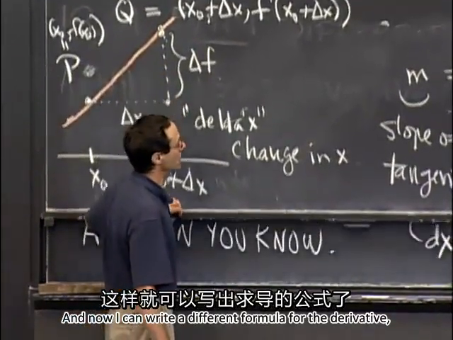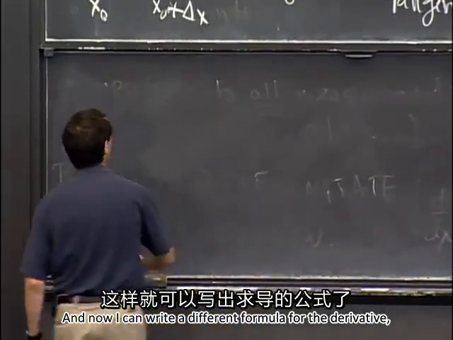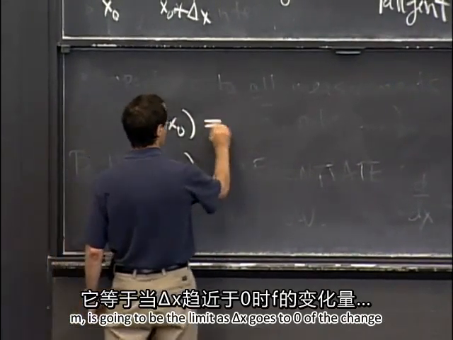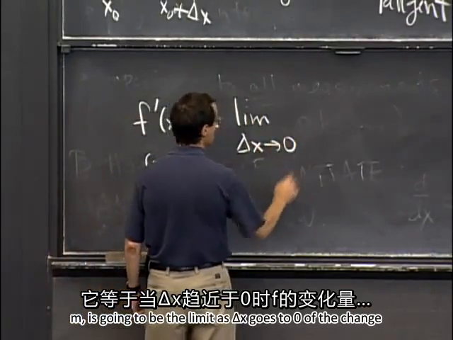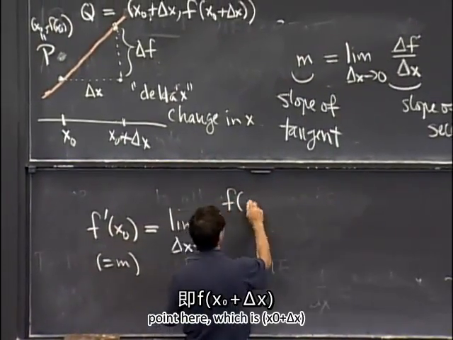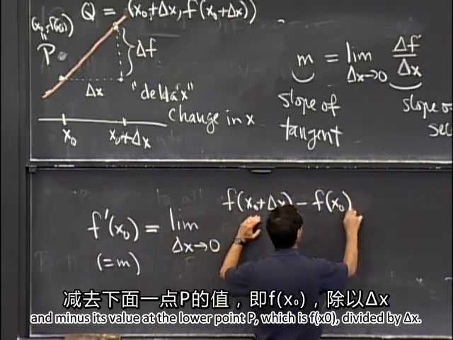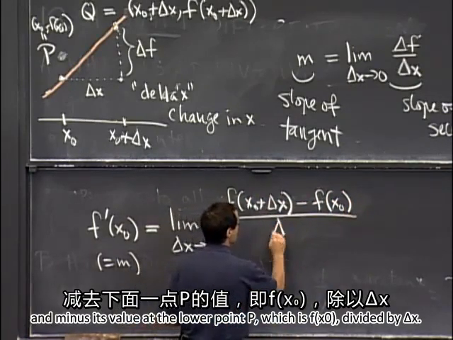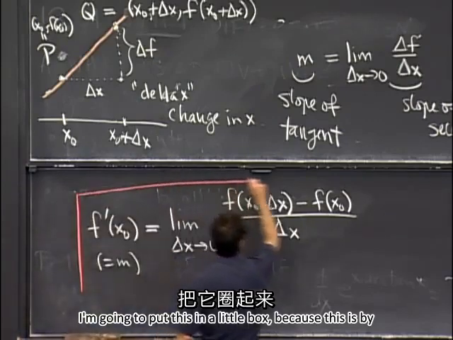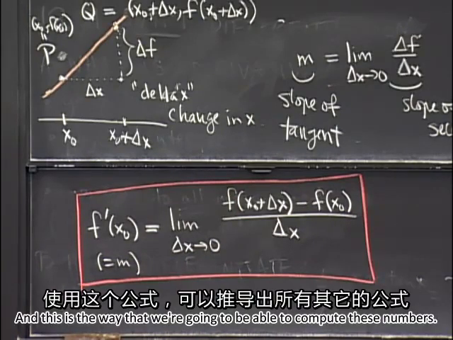And now I can write a different formula for the derivative, which is the following. So this f prime of x0, which is the same as m, is going to be the limit as delta x goes to 0 of the change in f. Well, the change in f is the value of f at the upper point here, which is x0 plus delta x, and minus its value at the lower point, P, which is f of x0, divided by delta x. All right, so this is the formula. I'm going to put this in a little box because this is by far the most important formula today, which we use to derive pretty much everything else. And this is the way that we're going to be able to compute these numbers.